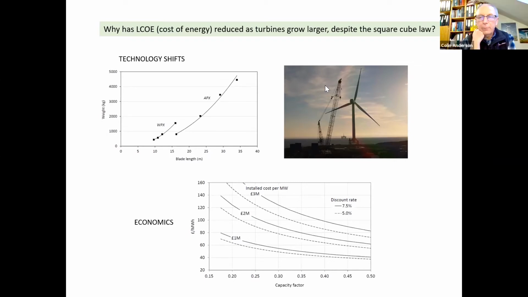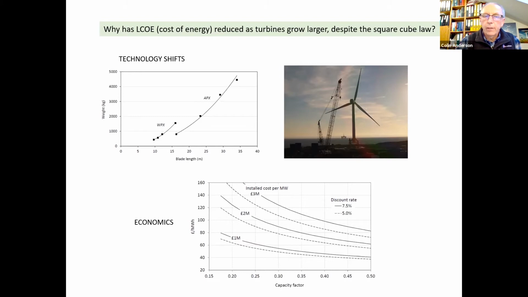But I think it's pretty well established that there are three main reasons for the amazing reduction in the cost of energy from wind turbines. First of all, the technology, what I've called technology shifts. If you scale a wind turbine design up, it will get heavier and proportionately less economic. But every now and again, if you change something about the design in a radical or even a small way, you can get away from that law. So it'll still scale up according to the square cube law, but it'll be on a different curve.